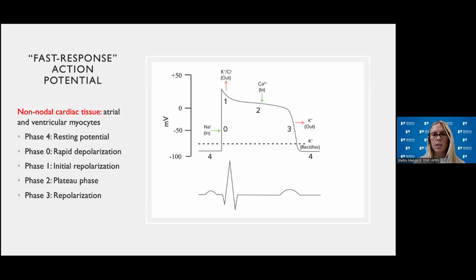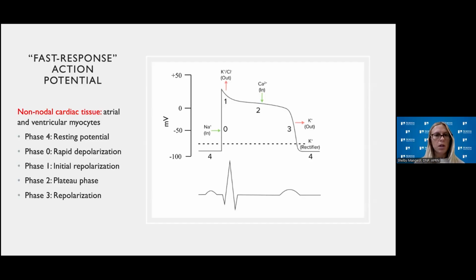When the cell is stimulated, usually by a neighboring myocyte, you can see that the line goes to a more dotted line at about negative 70 millivolts, which triggers the next phase known as phase 0, also known as your rapid depolarization phase. During this, you'll see fast sodium channels open, which allows rapid influx of sodium into the cell, and you see this sharp rise in voltage.